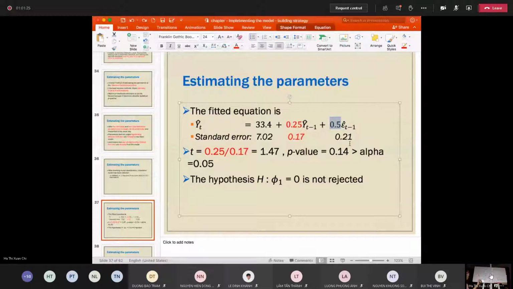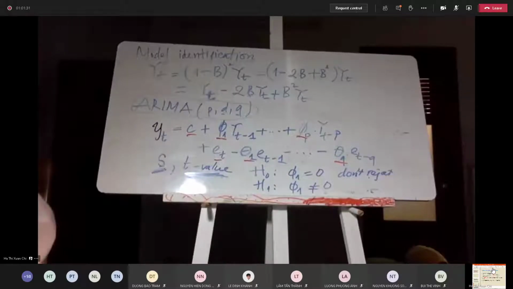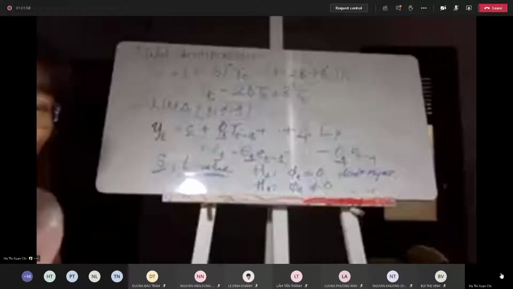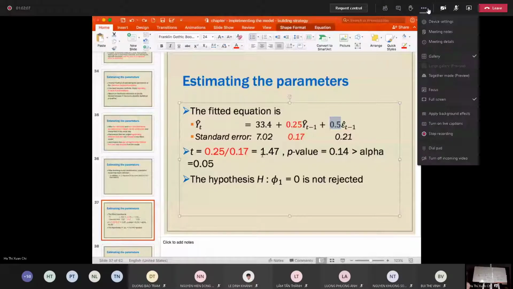So the next step, I calculate the t value, and then the p value. For the t value, you take the coefficient and divide by the standard error, for phi1, right, everyone? You get 1.47. But actually, when you run regression, they also give the output. You can see the t value in the output. You don't need to do the calculation like that. You can see it in the output of Excel or Minitab, and also the p value.